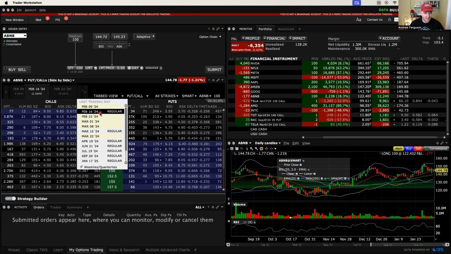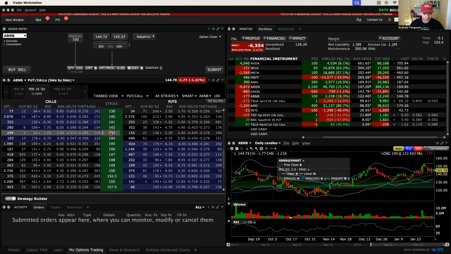So let's go February 16th right here. And let's pick a strike price. The strike price is going to be below the current stock price. And the reason for that is that we're buying insurance, right? We want to make sure that we're protected if the stock price goes down. So if the stock price goes up, that's fine. We'll show you what happens there in a second. But if the price goes down, we want to have protection. So to do this properly, buy a put option on the downside.